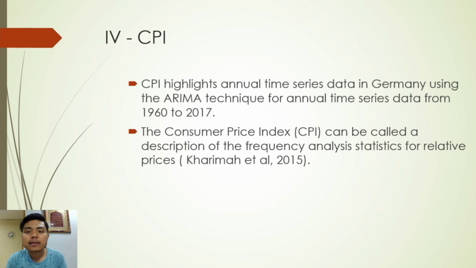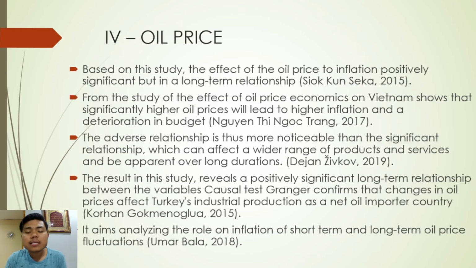The first IV I will tell you about is the Consumer Price Index, or CPI. CPI highlights annual time series data in Germany using the ARMA technique for annual time series data from 1960 to 2017. The Consumer Price Index can be called a description of the frequency analysis statistics for relative price, by Karima et al. 2015.